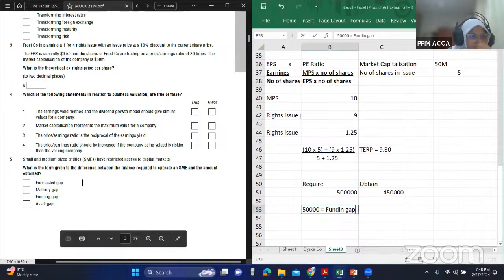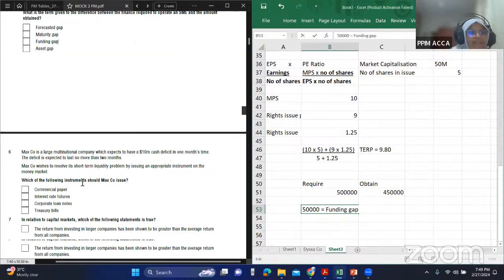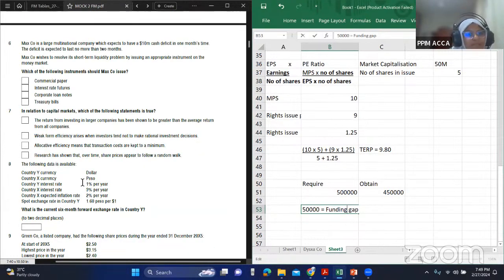Right. Then the sixth one: Max Company is a large multinational company which expects to have a 10 million cash deficit in 1 month's time. The deficit is expected to last no more than 2 months. Okay, so we need this money in 1 month's time only for 2 months. Max Company wishes to resolve its short-term liquidity problem by issuing an appropriate instrument on the money market. Which of the following instruments should Max Company use?